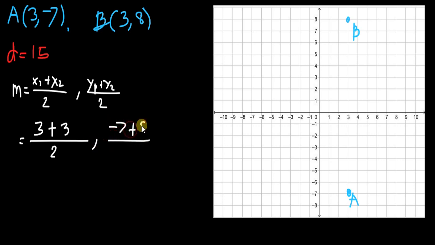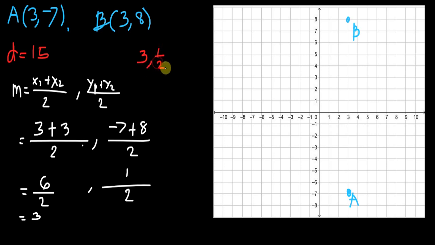Plus 8 over 2. Okay, so unahin muna natin yung una, yung x. So, 3 plus 3, that is 6. 6 over 2. And 6 over 2, 6 divided by 2, that is 3. How about yung isa? So, negative 7 plus 8, that is 8 minus 7, that is 1. So, ano yung midpoint? So, we have 3, 1 half. So, ito yung midpoint.